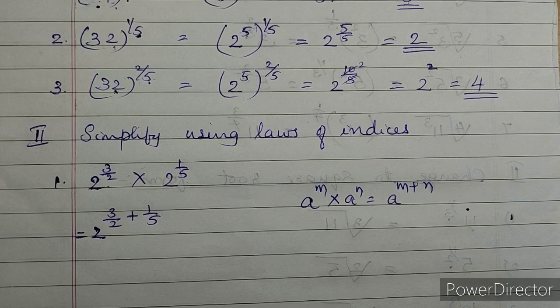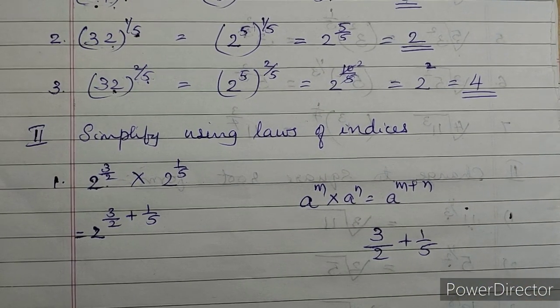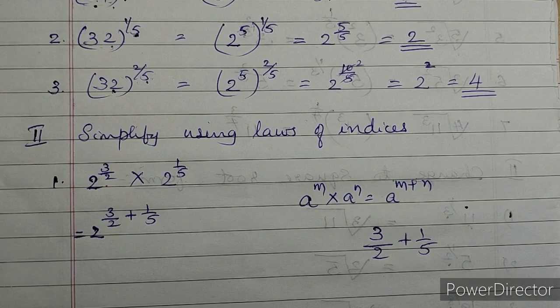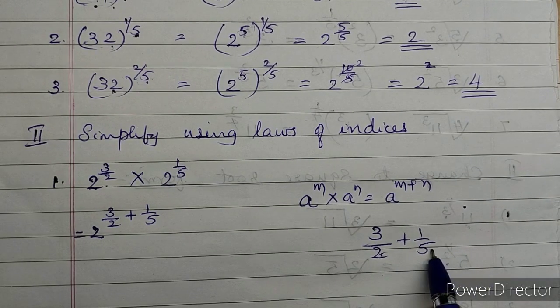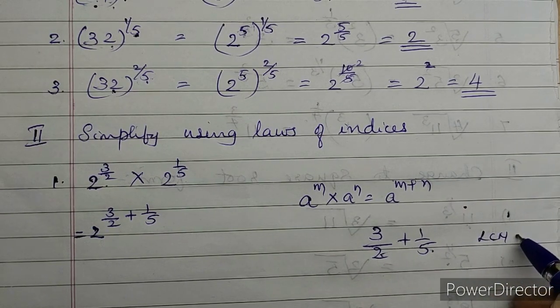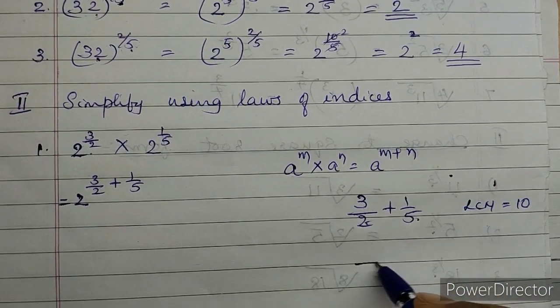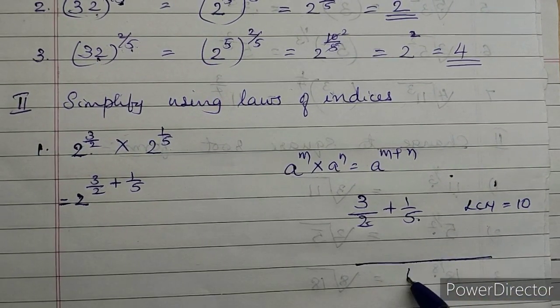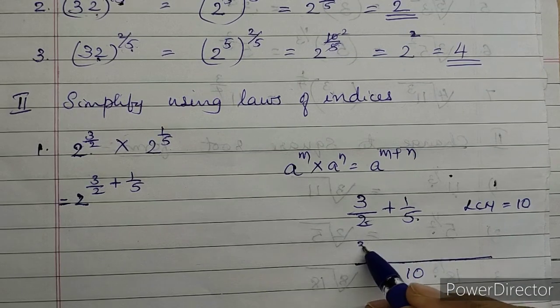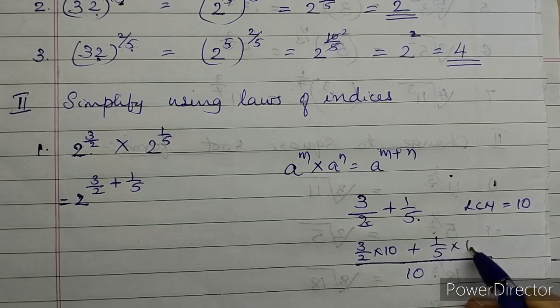So now 3 by 2 plus 1 by 5, in the working column you can do. How will you do it? Fraction addition. So you have to take the LCM there. LCM of 2 and 5 is 10 only. LCM is equal to 10. So multiply each term by the LCM and then divide by the LCM. So 3 by 2 into 10 plus 1 by 5 into 10.